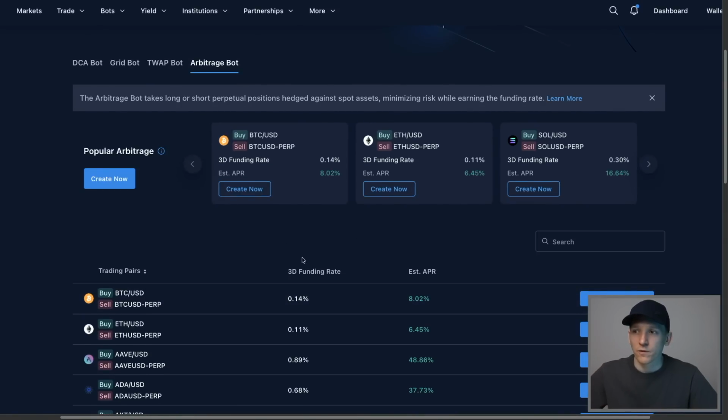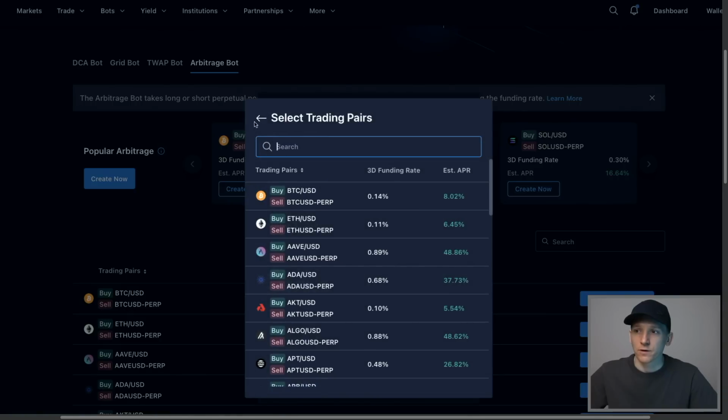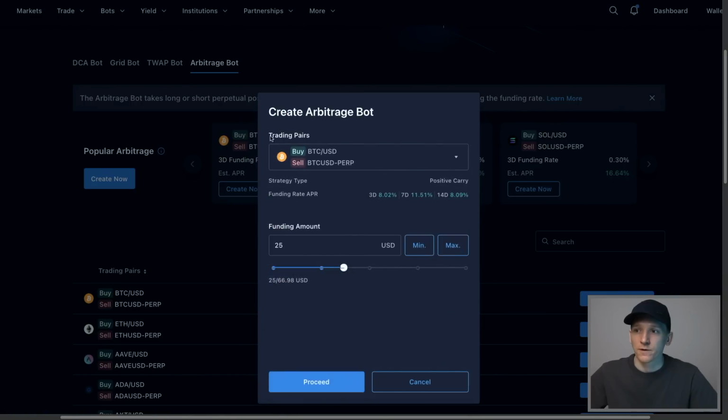So what we can do is press create now. Let's say we want to go into BTC. So we press create now, and we can put an amount in that we want to trade, right? So what we're doing, as you can see here, is we are buying, and you can trade any of these pairs, right? But what we're doing is buying BTC USD in the spot market, and we're selling BTC USD perpetuals.